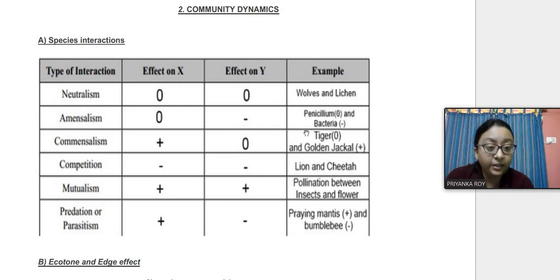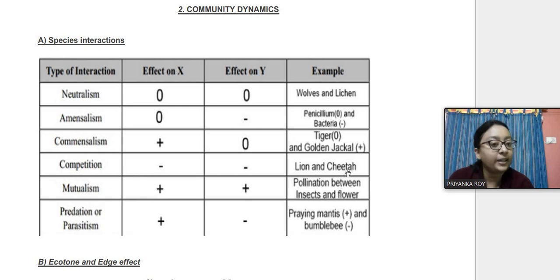Where the bacteria are affected but the penicillium is not. And commensalism is like tiger and golden jackal. Whatever the tiger leaves off, the little remnants of the deer, suppose it has caught a deer, it will not finish it off, the bones and some flesh will still be there, and the golden jackal will come and eat the rest. So the golden jackal is in a win-win situation because it does not have to hunt prey, but it is getting all kinds of benefits from the tiger's remnants.